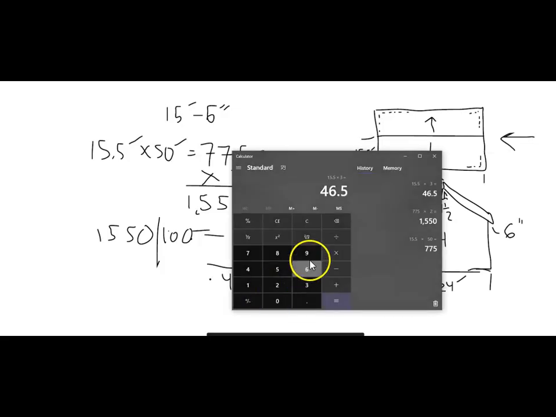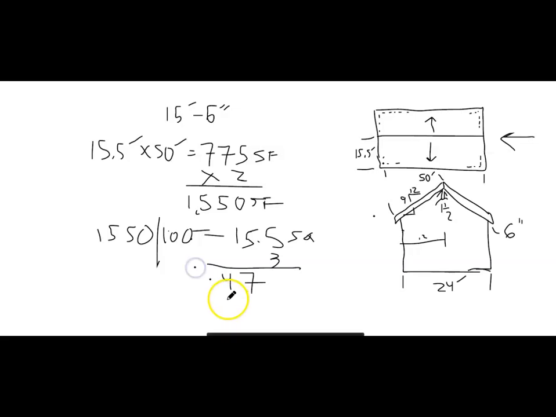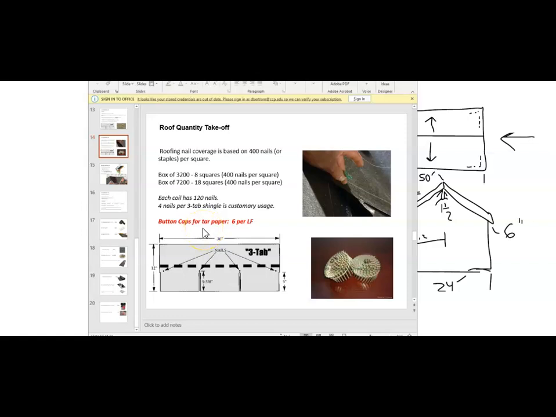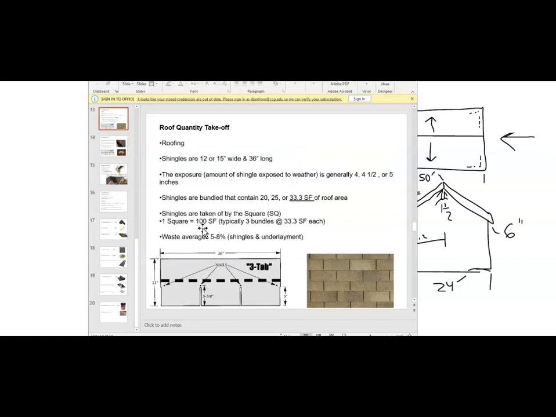And if we wanted to do 5% waste, we would multiply that by 1.05, and we're up to 49 with waste. So 49 bundles with waste. Okay, and that's how that's determined. So, excuse my messy handwriting, but I hope that communicates the idea. Let me pause for one moment. Okay, just opened up the presentation. So that is our roofing.